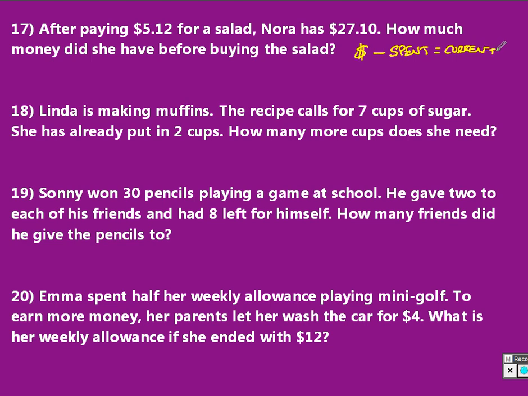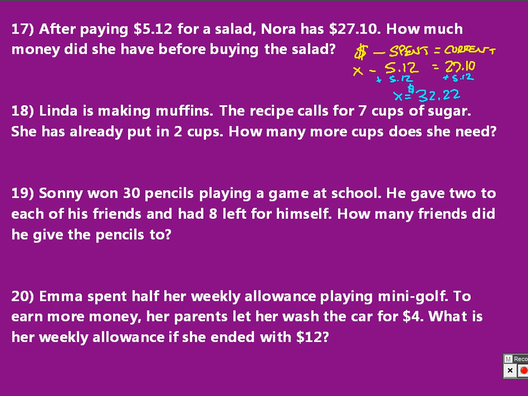Well, things we know. We know that she had, well, no, we don't know what she had, but we know that she spent $5.12 for a salad, and she's going to end up with $27.10. There's your equation. That's what I'm looking for first. Now you need to solve it by adding $5.12 to both sides. X equals $32.22.